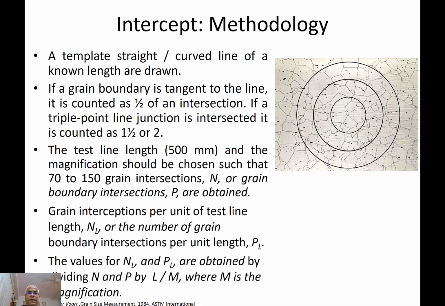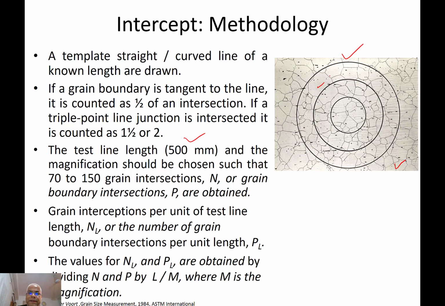So in the intercept method, a template of straight or curved lines of known lengths is drawn on the microstructure, and then we count the interceptions of the grains or of the grain boundaries. If the grain boundary is tangent to the line, it is counted as half of an intersection, and if a triple point line junction is intersected, it is counted as 1.5 or 2.